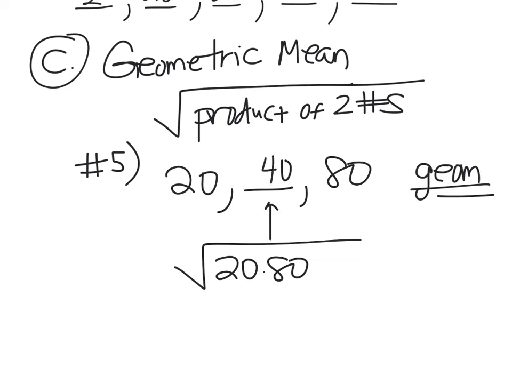The answer is actually 40 or negative 40, technically. I'm not going to be picky about that. This could be multiplying by negative 2 each time. So it could be negative 40, but we're not going to worry. We're just going to find the positive one.